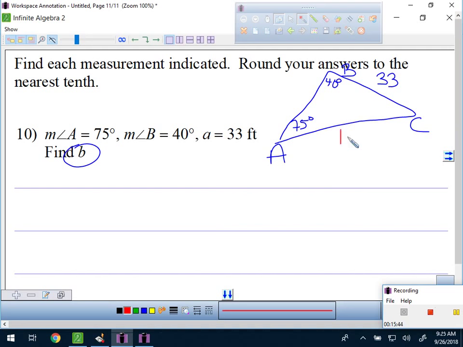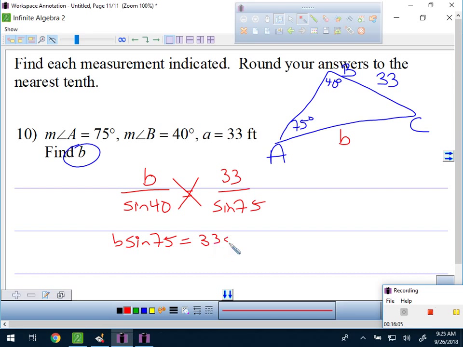So I can't assume any of those angles are right, so that means I have to use law of sines. Now if you notice, I'm going to pair this up. Side B is going to be paired up with sine of 40. Side 33 is going to get paired up with sine of 75, and that's my law of sines. Now cross multiply, so you get B sine of 75 equals 33 sine of 40, divide by sine of 75, and that's going to give me my answer, so I'm going to put it right here.